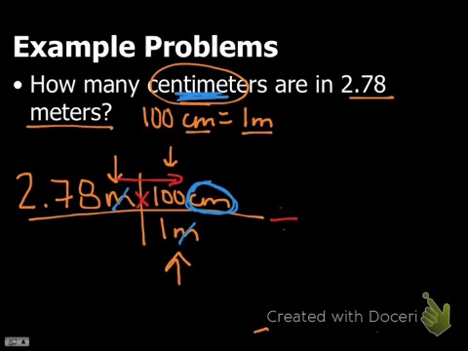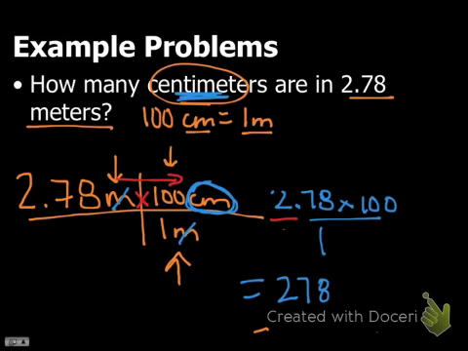Okay, so let's go back and do our calculation. We're going to take 2.78 times 100 divided by 1, and I'm writing this one out just so we can see how this works. When we multiply that out, we end up with 278 centimeters. So this would be our final answer for this one.